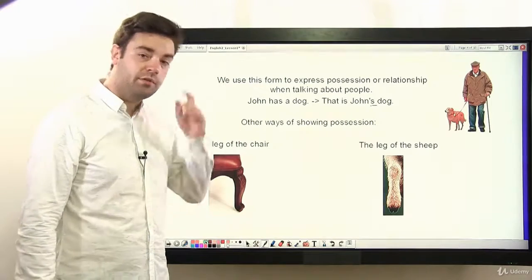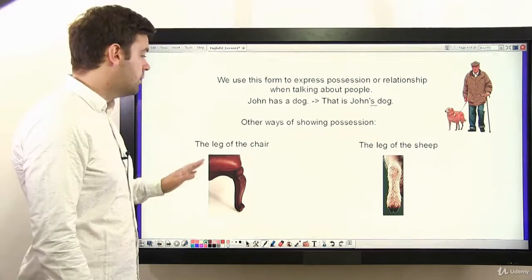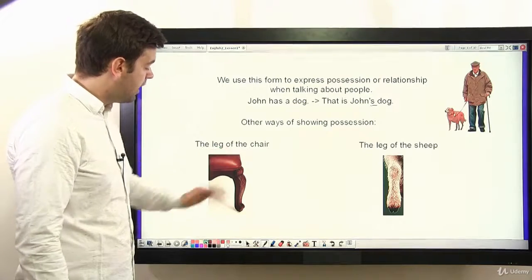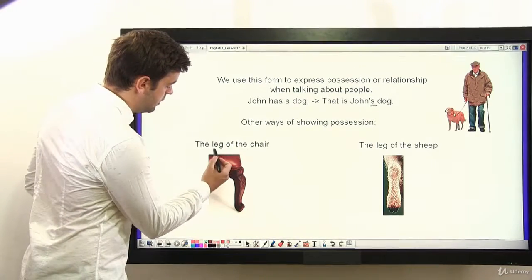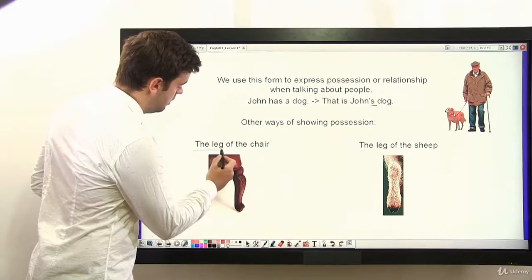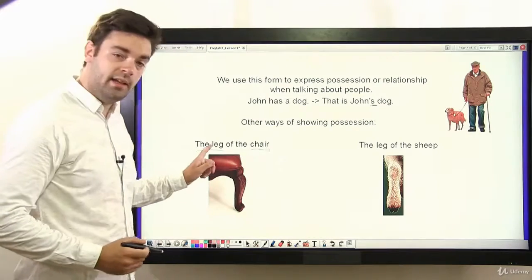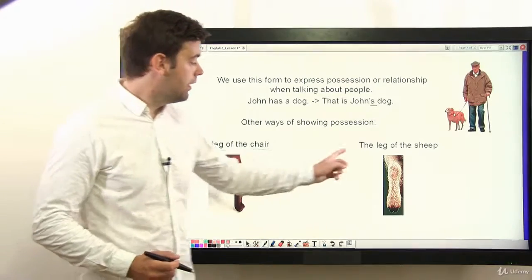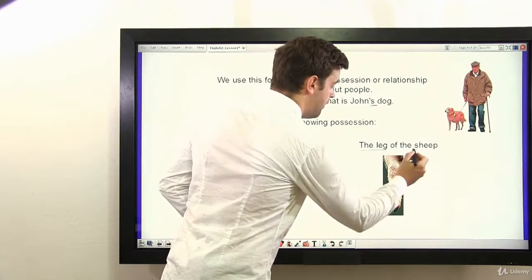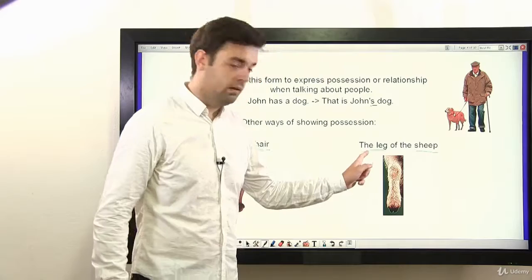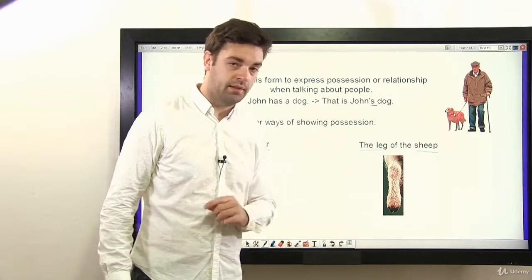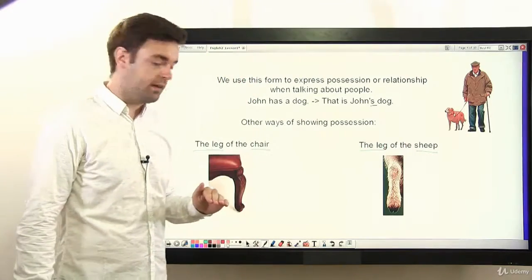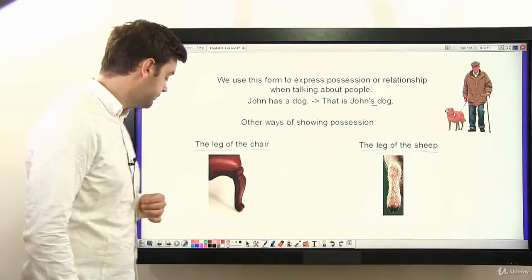We have some other ways of showing possession as well. So we can do it in the third person, the leg of the chair. So this is the thing, and this is the person. The leg of the sheep. The thing and the person. We don't need an apostrophe s here because it's in the third person.